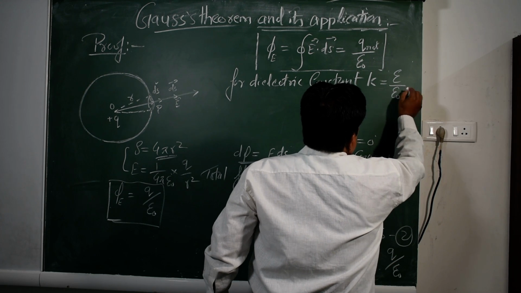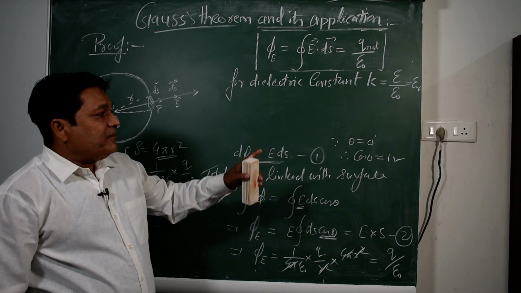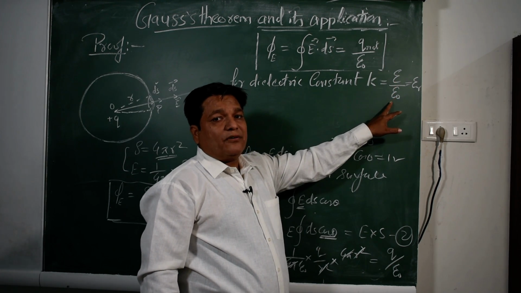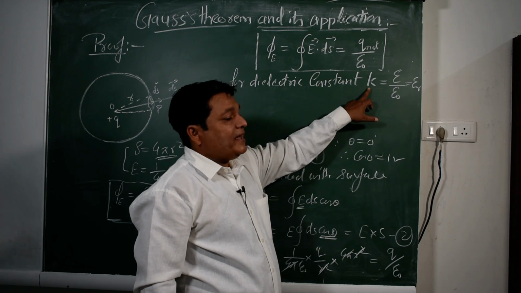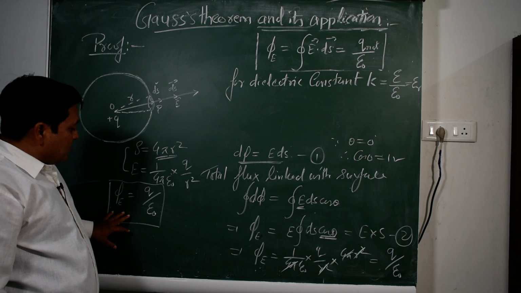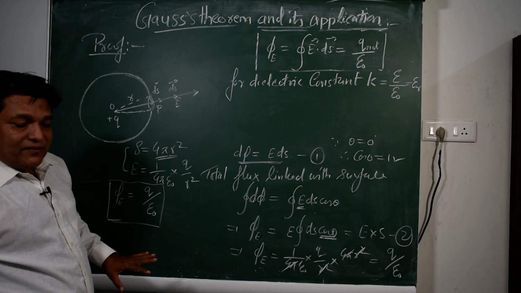Epsilon upon epsilon naught, which is equal to epsilon r. Epsilon r is the relative permittivity. It is the ratio of the permittivity of the medium to the permittivity of free space, and it is equal to K. K is the dielectric constant. In the case of a dielectric constant, what will be the flux linking with the surface?